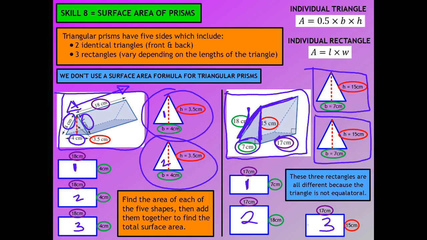So the lengths that change are the ones around the triangle. 7 goes to this one here, rectangle 1. 18 goes to this one here, rectangle 2. And 15 goes to this one here on rectangle 3. But they all have 17 because 17 is the distance from the front to the back.